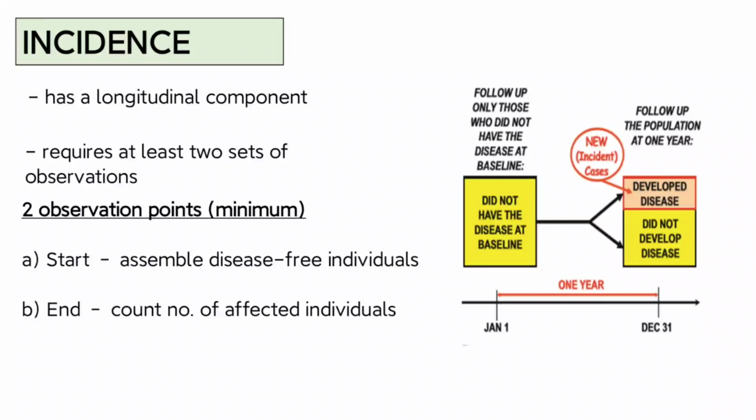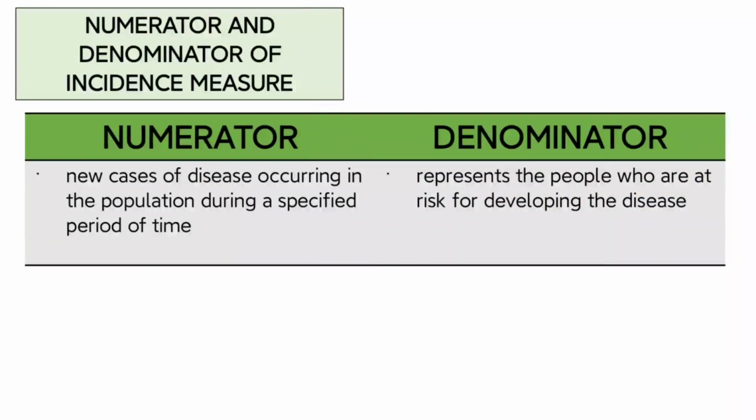Start is you assess the disease for the individuals, and then at the end you count the number of affected individuals. So the number of new cases of disease that occur in a specified period of time in a population at risk for developing disease, yun yung mga tinatawag nating incident cases, no? Yung mga new cases.